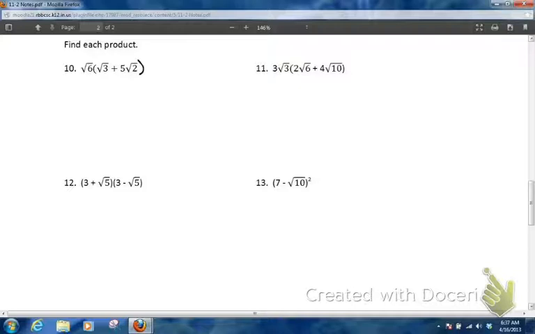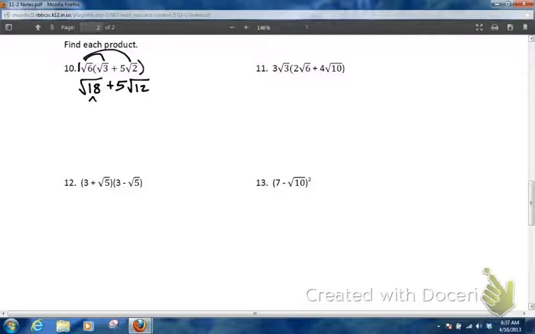Here in number 10 you can see that this is a distributing problem. So you're going to take this 1 root 6 times 1 root 3, and you're going to get 1 root 18. And then you're going to take 1 root 6 times 5 root 2, and you're going to get 5 root 12. Now, just like in the last section, we do still need to reduce these radicals.